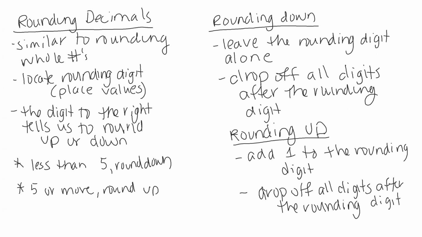So rounding decimals, similar to rounding whole numbers: you find the rounding digit by place value. The digit to the right is the one that tells us to round up or down. You look one digit to the right. If that digit is less than 5, you round down. If that digit is 5 or more, you round up. To round down, you leave the rounding digit alone and chop everything after that off. Rounding up, you add 1 to the rounding digit and drop off all digits after that. So let's see what this looks like in practice.